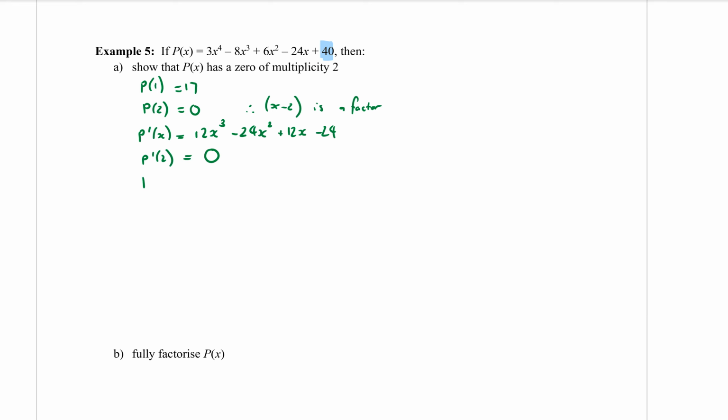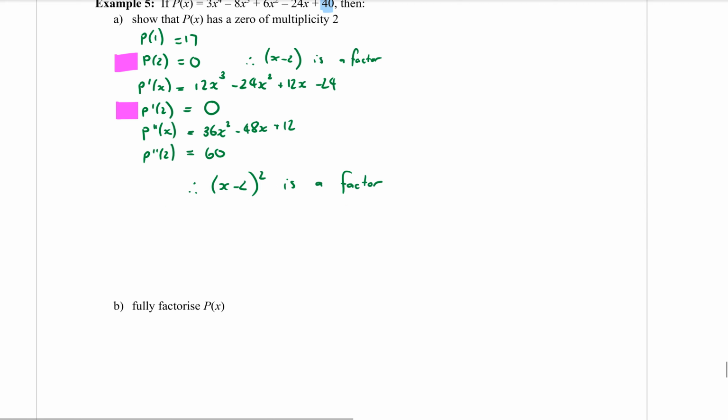To check that it doesn't have a higher degree than that, I need to go to the second derivative. 12 times 3 is 36x squared. 2 times 24 is minus 48x and plus 12. When you sub 2 into the second derivative, you get 60. So we have power of 1, power of 2, or multiplicity of 2, but not a multiplicity of 3. So we can say, therefore, x minus 2 squared is a factor.